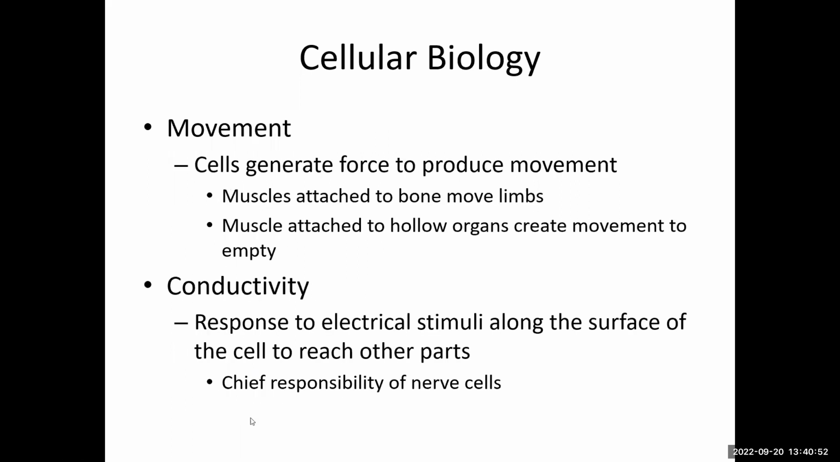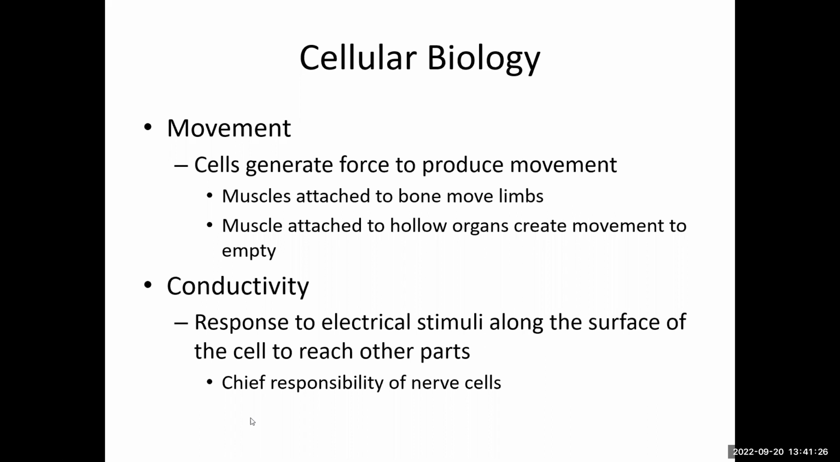So the first one we have here is movement, and movement basically is going to generate any kind of force to cause that cell to move. For instance, muscle cells will contract and get smaller or relax and get longer, and helps with the process of the movement of limbs. Also, when we have muscles that are attached to certain organs, particularly hollow organs, they will allow those muscles to contract and relax to help with the emptying of those organs, like the urinary bladder or the stomach.